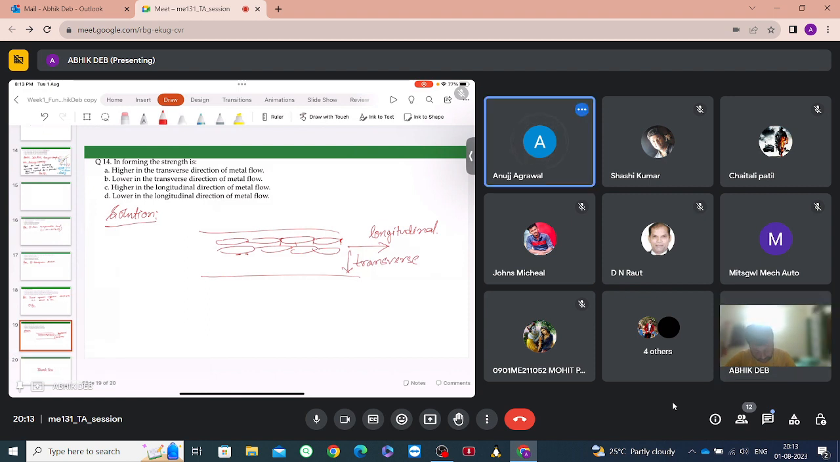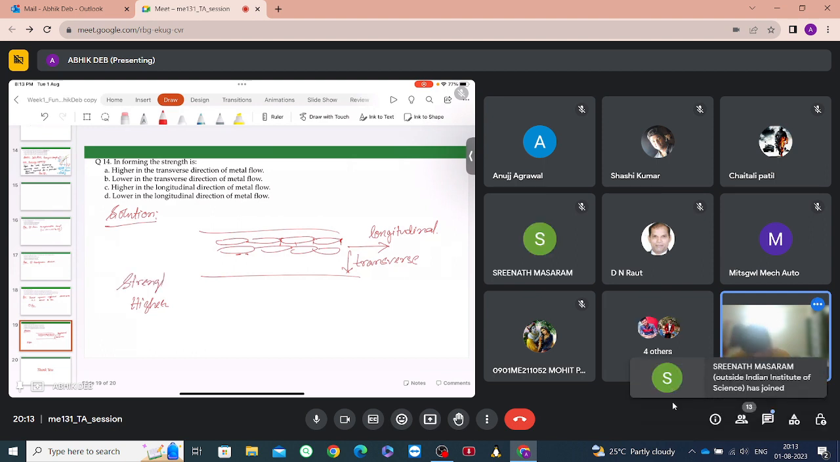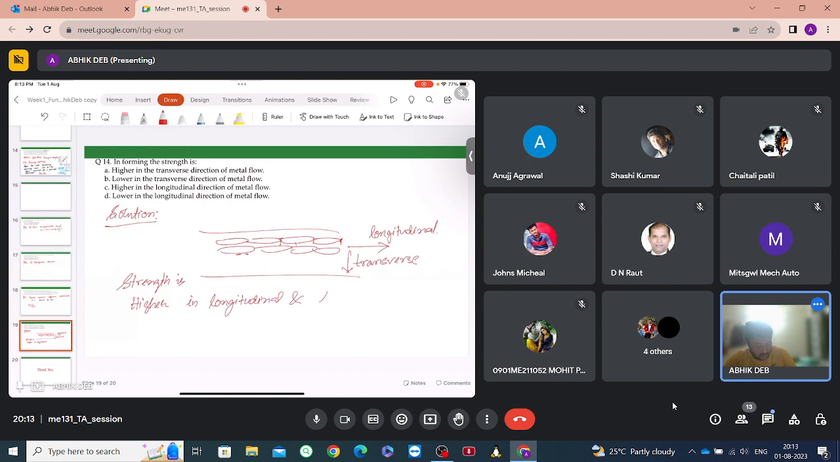Yes, sir. So the option will be: higher strength in longitudinal and lower in transverse. Okay, so it will be options B and C.